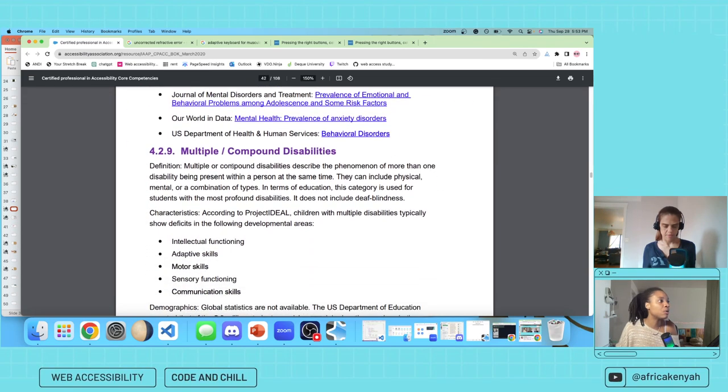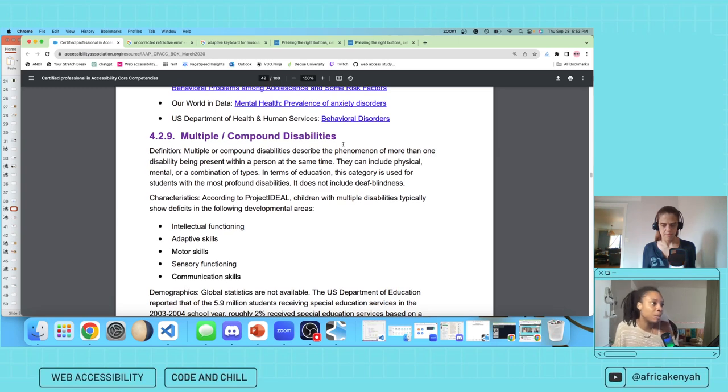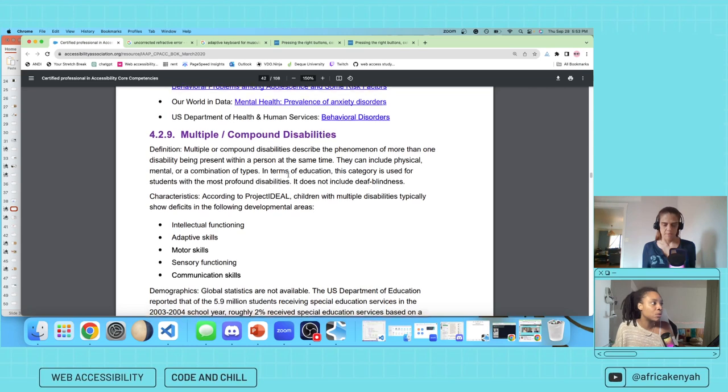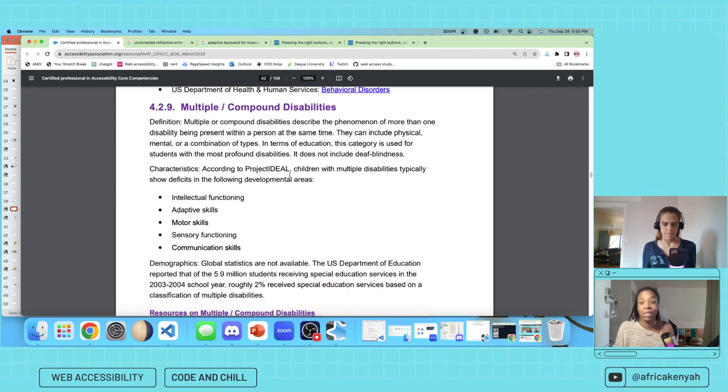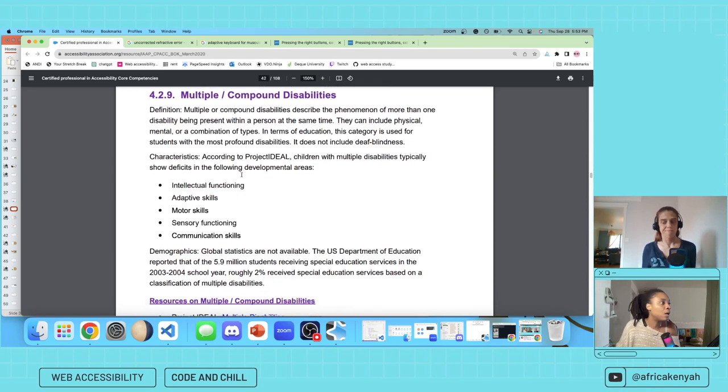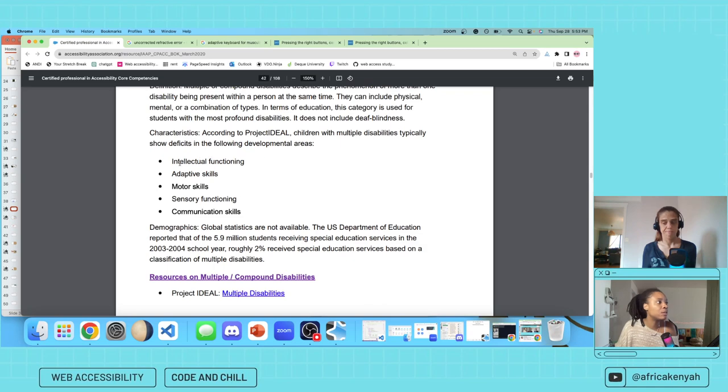All right, so multiple or compound disabilities describe a phenomenon of more than one disability being present within a person at the same time. They can include physical, mental, or a combination of types. In terms of education, this category is used for students with the most profound disabilities. It does not include deaf blindness, because deaf blindness is its own thing, if we remember. Some characteristics include intellectual functioning, adaptive skills, motor skills, sensory functioning, and communication skills.